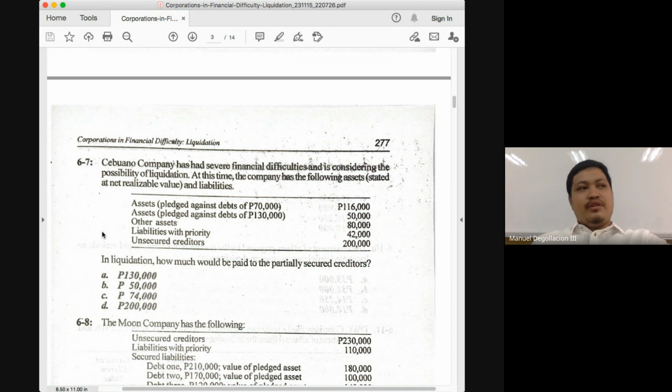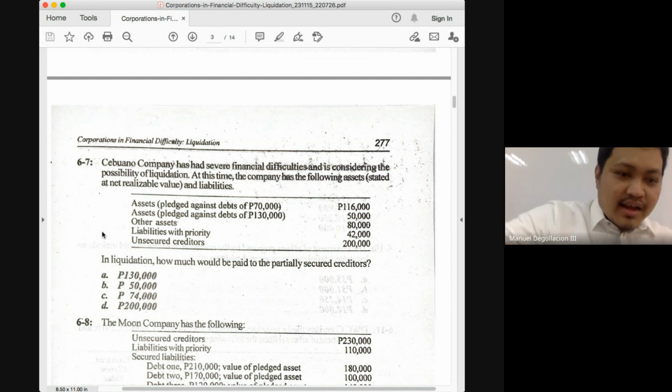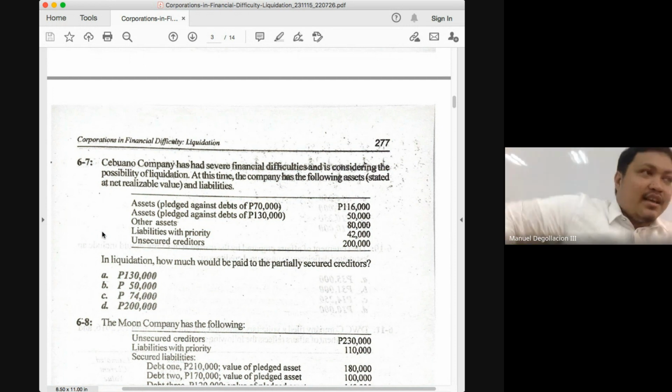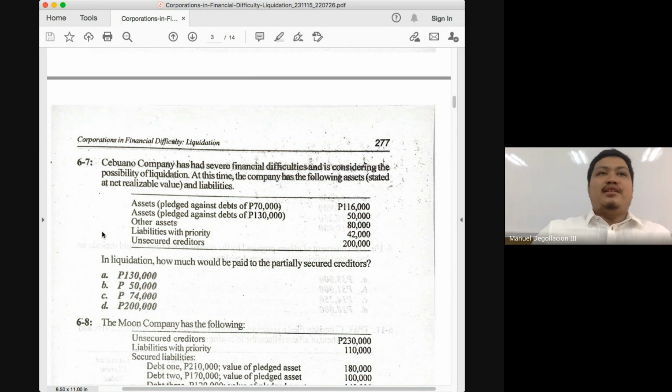Again, as I've mentioned in the initial discussion, class, this is one of the easiest topics. This is the topic you're supposed to use as a source of improving your grades, class. Now, even without solving, could we have concluded that the answer is 74,000? The answer again is yes, because as mentioned, we are sure that the answer will not just be 50. It will not just be letter B, because at the minimum, the amount that they will get would be 50.